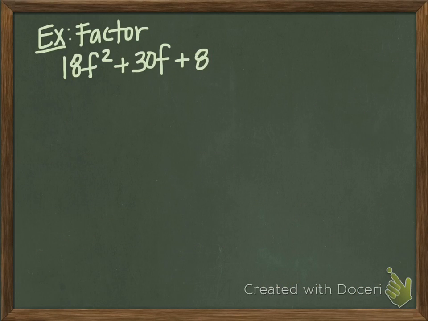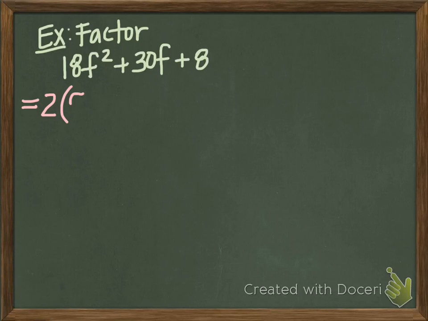All right, here's the next example. Step 1, see if you can factor out a GCF. If I look at all these terms, 18f squared plus 30f plus 8, I think they can all be divided by 2. So I'm going to pull out a 2 in front.